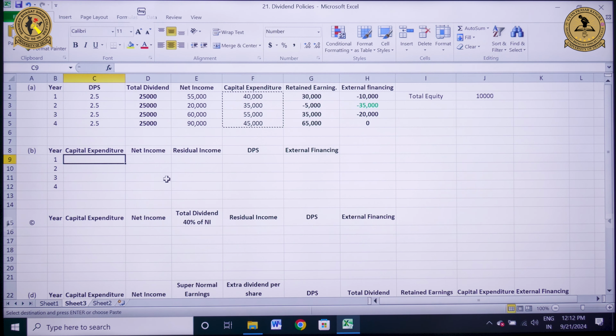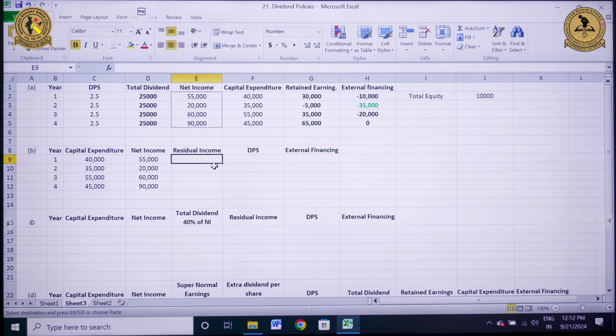So let me first copy paste this information, which is 40,000 in year 1 and goes on till 45,000 in year 4. The net income has also been specified. So let me simply copy paste it. That is Ctrl C and Ctrl V.